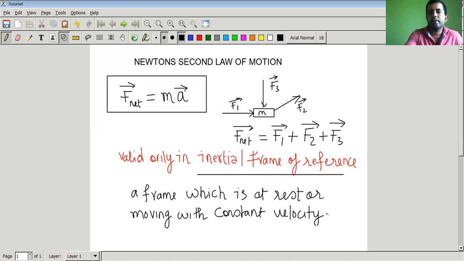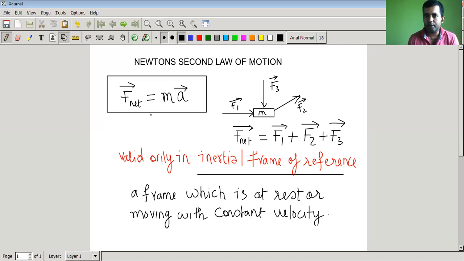Now, let us take an example. Right now, does your room satisfy this condition or not? Your room, which is attached to the earth, is at rest only, right? Fine. So that is an inertial frame of reference. And this Newton's law in this format is only applicable in an inertial frame of reference.